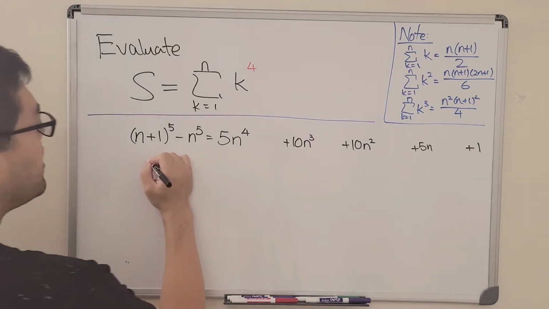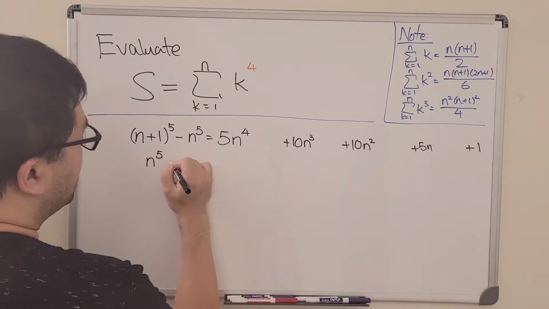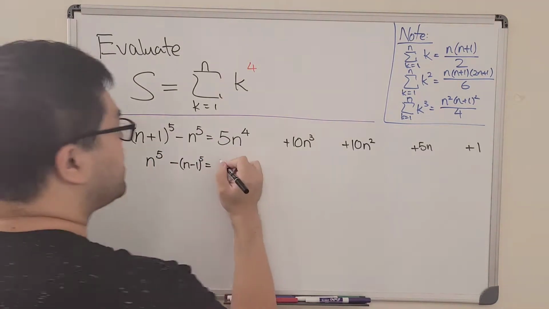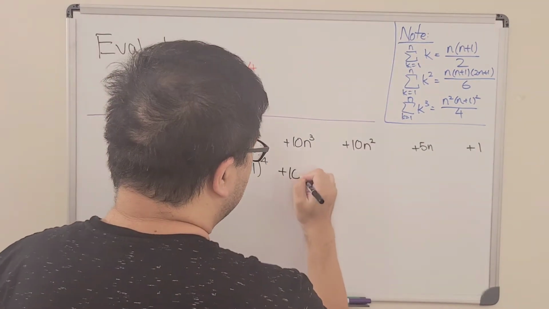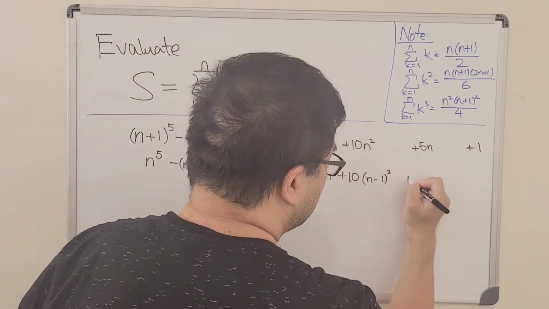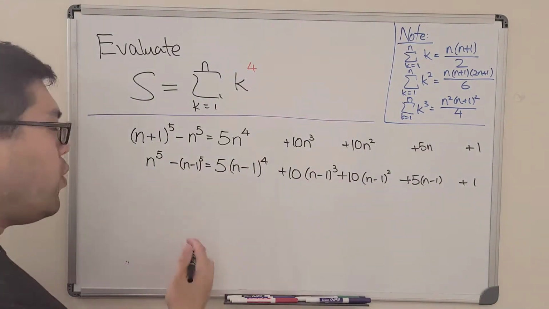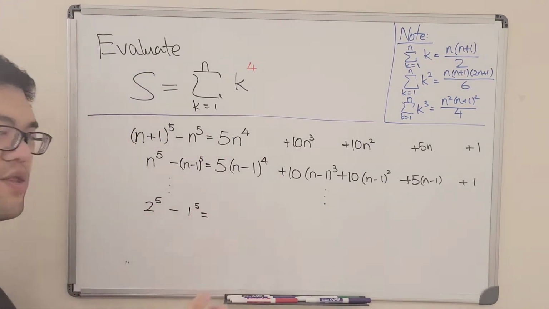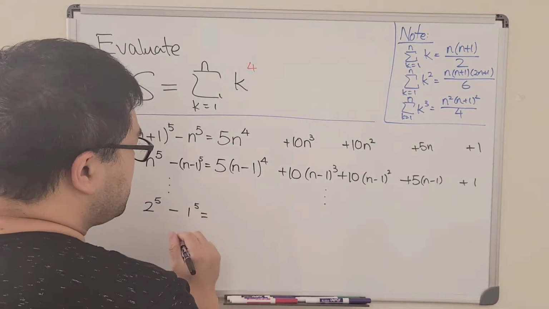Next row, I'm going to put n to the fifth power minus n minus 1 to the fifth power. So now we can replace n by n minus 1. Meaning we're going to get 5 times the fourth power of n minus 1 plus 10 times the third power of n minus 1 plus 10 times the quantity n minus 1 squared plus 5 times n minus 1 plus 1. If you keep going, we'll eventually get all the way down. You can go a little further, but it's not necessary, and you'll see why later.